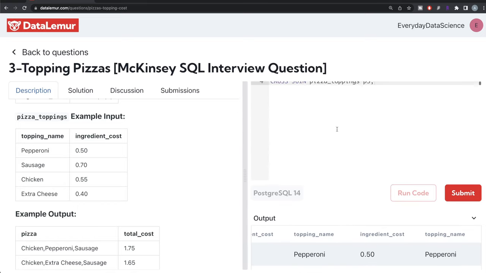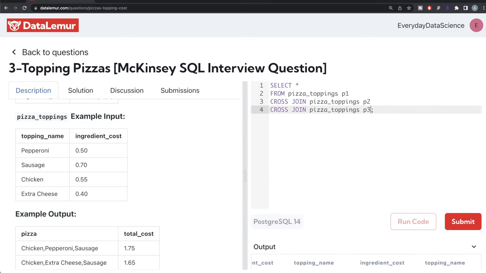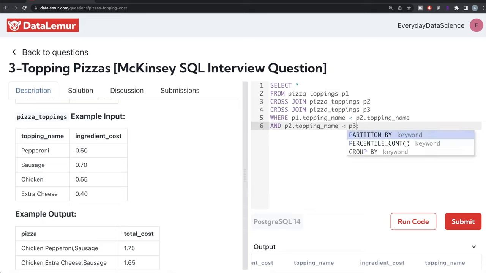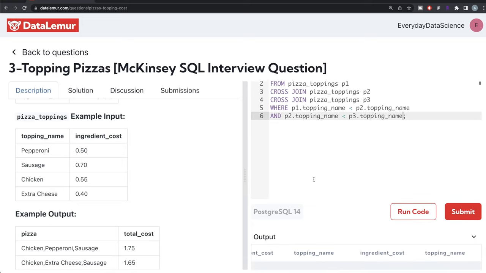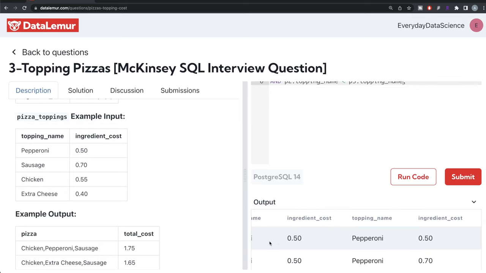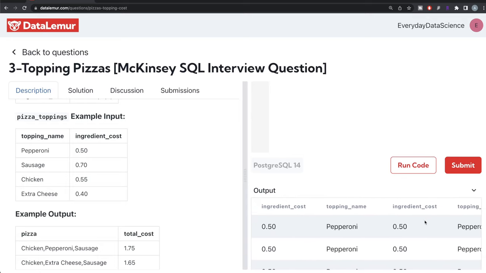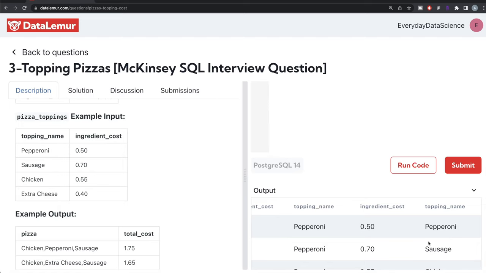So how can we do this? Remember the concept that I just told you. We can make sure that we only keep those rows where p1.toppingName is less than p2.toppingName, right? And p2.toppingName is less than p3.toppingName, right? So it will make sure that the value in the first column comes in alphabetical order before the second column, and that comes before the third column.